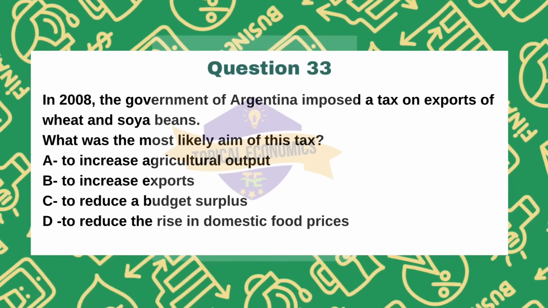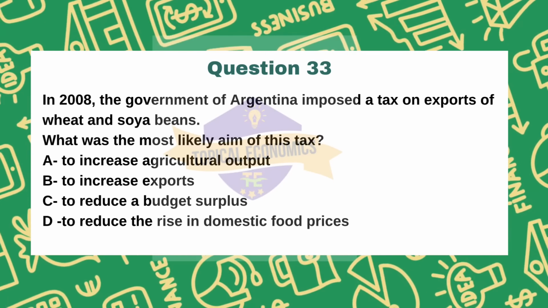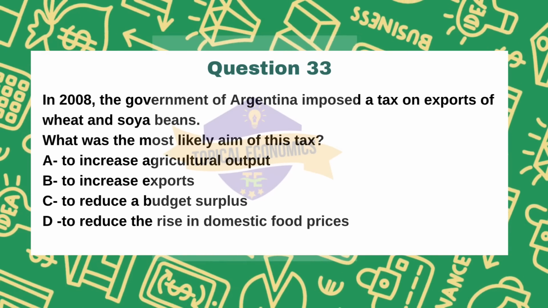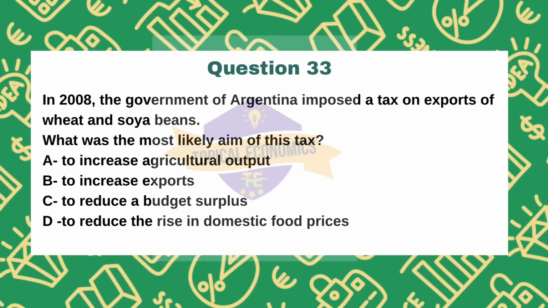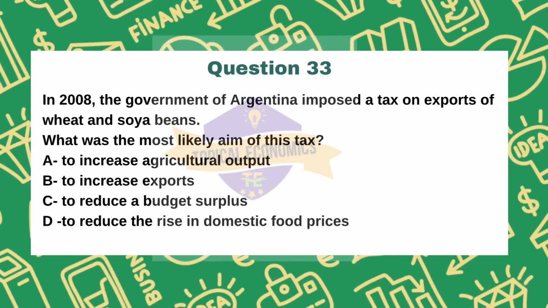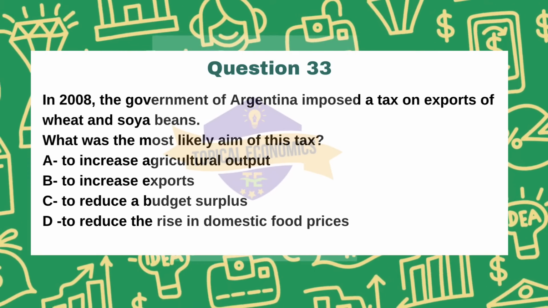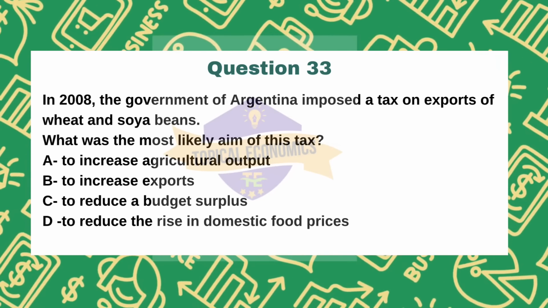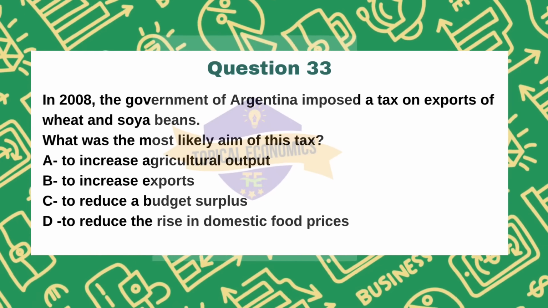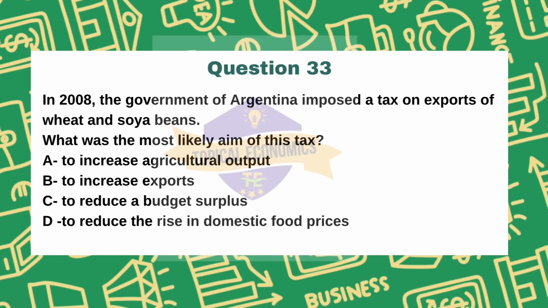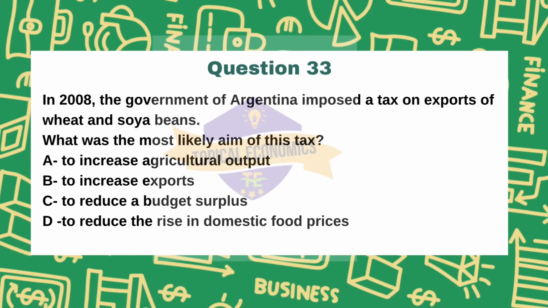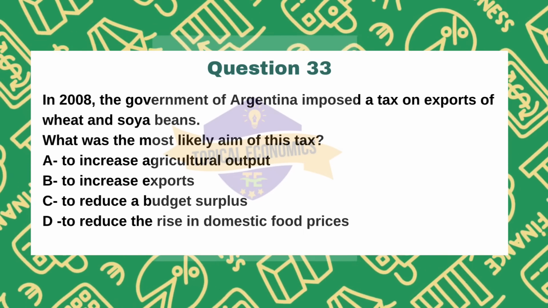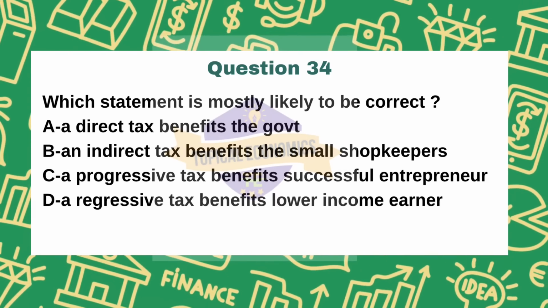Option A, to increase agricultural output. Export taxes typically do not directly lead to an increase in agricultural output. Instead, they aim to manage market dynamics and prices. Option B, to increase exports, is contradictory. Imposing a tax on exports usually discourages exports, not encourages them. Lastly, option C, to reduce a budget surplus. The purpose of the tax is more related to controlling domestic prices rather than addressing budget surpluses. Moving on to question 34.